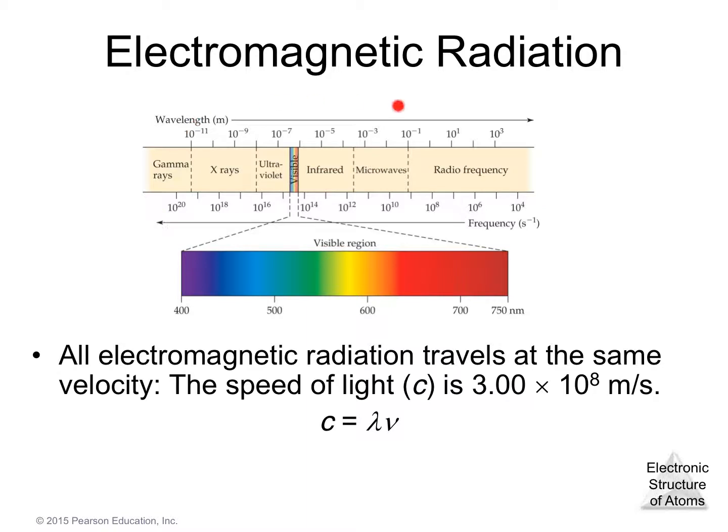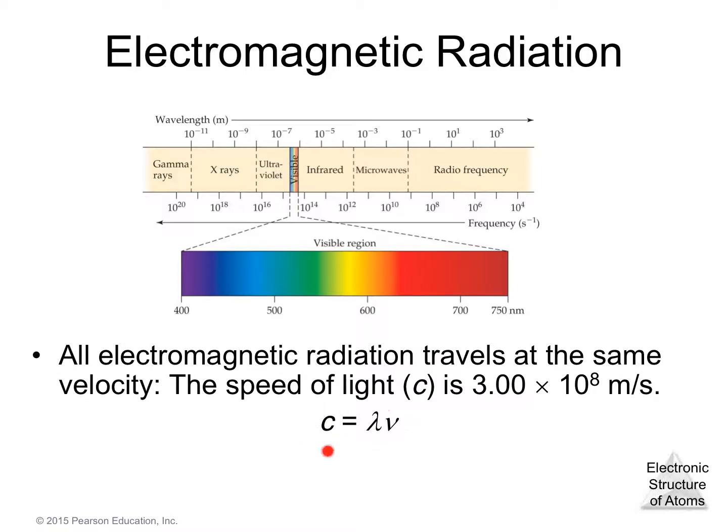Now, for all of these types of light, the speed or the velocity is the same. So no matter what type of electromagnetic radiation you're talking about, the speed is 3 times 10 to the 8th meters per second. So the property of the wave that differentiates your different types of electromagnetic radiation is the wavelength. You've got shorter here, longer here, but they all have the same speed.